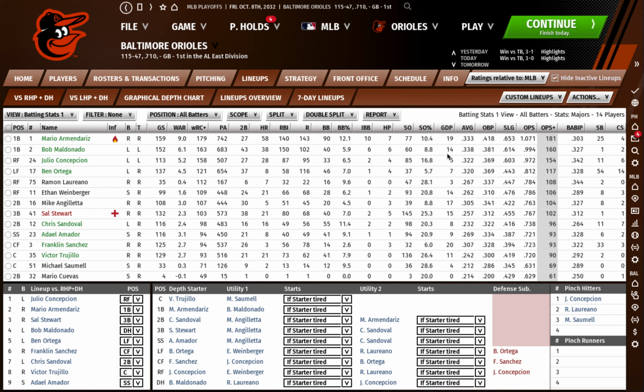So after that, there's some room for debate with where to go with the order. Research will show in a book called The Book. It's about playing percentages in baseball.